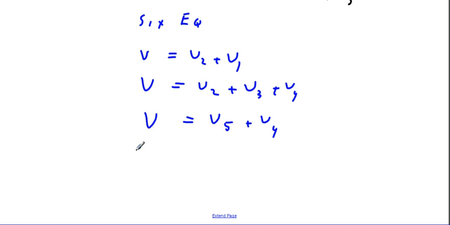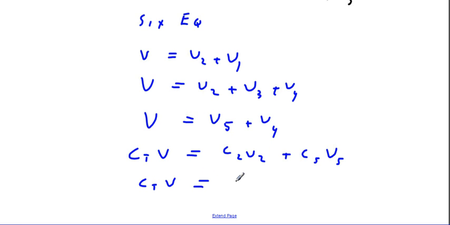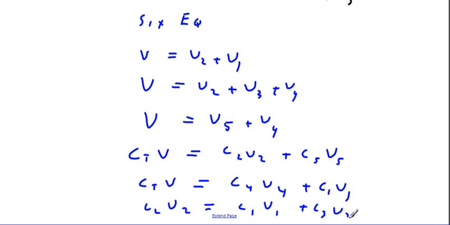Q total, C total V is equal to C2V2 plus C5V5. C total V is equal to C4V4 plus C1V1, and C2V2 is equal to C1V1 plus C3V3.